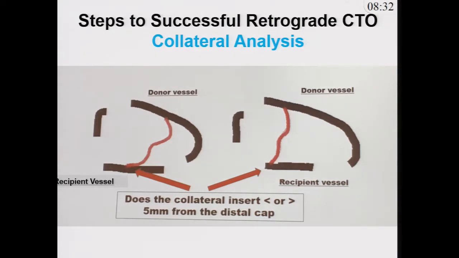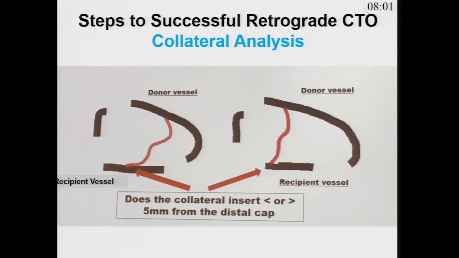The other important issue, as I mentioned before, is where this collateral is with respect to the receiving vessel. If this collateral is too close to a bifurcation point or is too distal, it will give you some challenge to go retrograde and wire. Whereas if there are no bifurcation points, or if the bifurcation point is more than 5 millimeters away, then it is a good target.